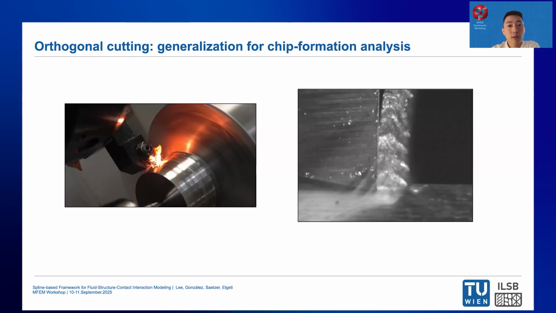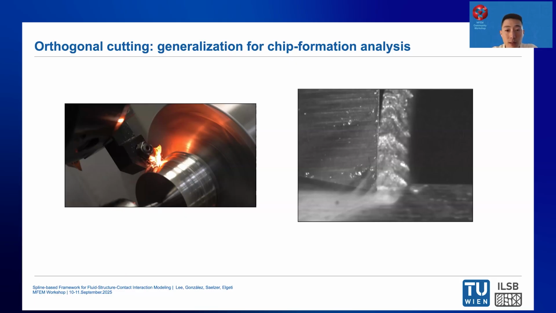So, orthogonal cutting. Orthogonal cutting itself is not commonly used as a production technique. Instead, it is a generalization technique that is used mostly in research for chip formation analysis. And here, as you see on the right-hand side, this provides an idealized 2D abstraction of the machining process, where we can better isolate each influencing factor for the experiments.